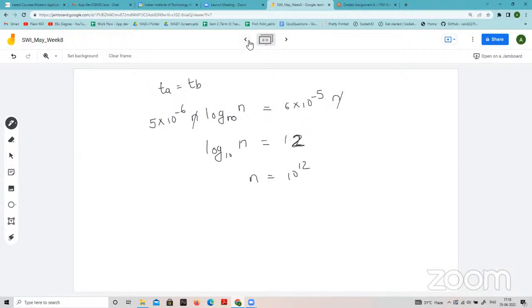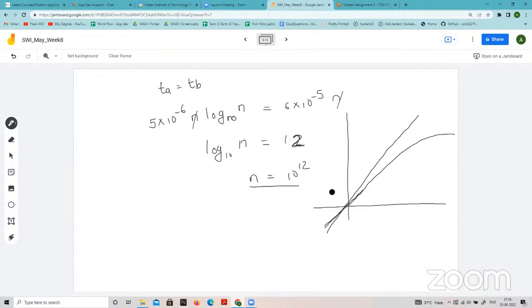So what is happening? Let us try to draw this. A logarithmic function will be something like this, multiplied by n. So it is n log n, right? And a linear function will be something like this. So we know that at 10 raised to power 10, these values intersect. Both give the same answer.